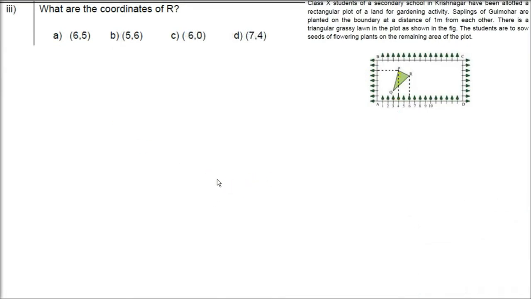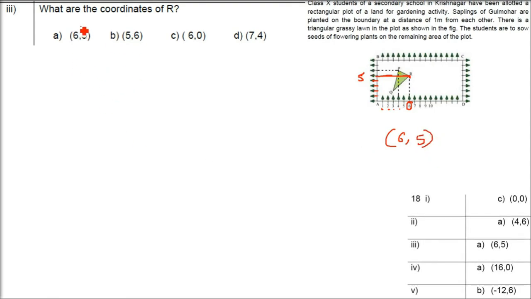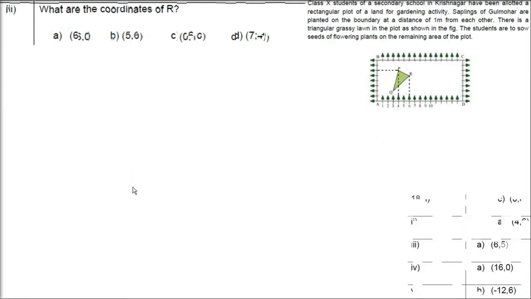Next is, this is 4, 6. What are the coordinates of R? So let us go to R. 1, 2, 3, 4, 5, 6. So R has X as 6. And then let's take Y. What is the Y? Just one below it. So it's 5, I can see that. 1, 2, 3, 4, 5. If you count, it will come as 5. So 6, 5. So this answer is A, 6, 5.